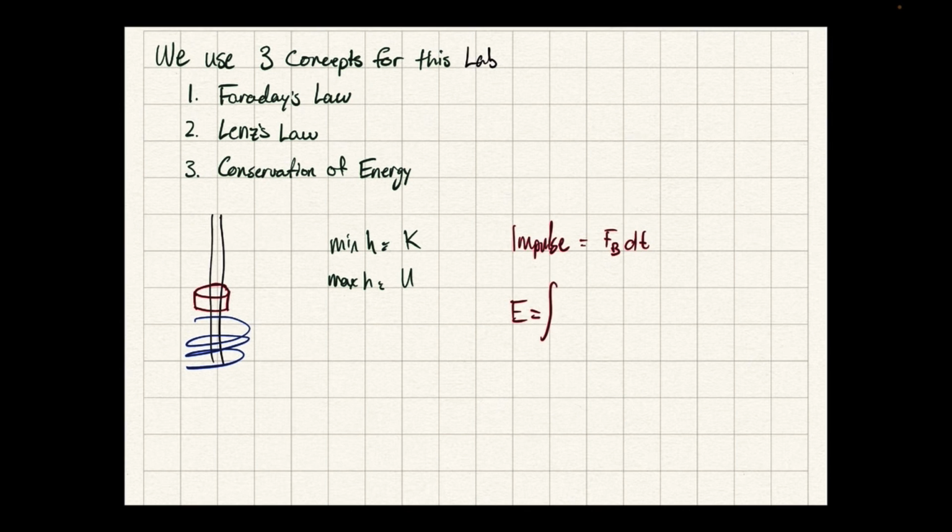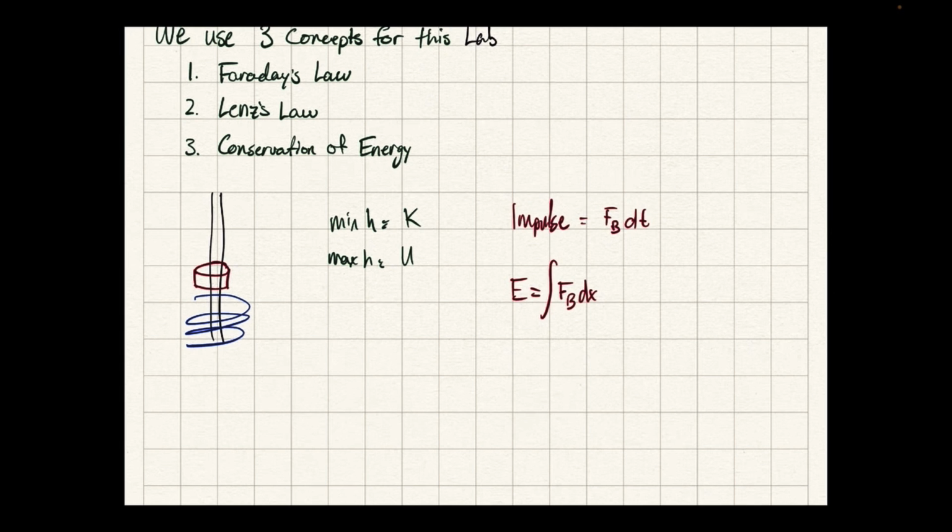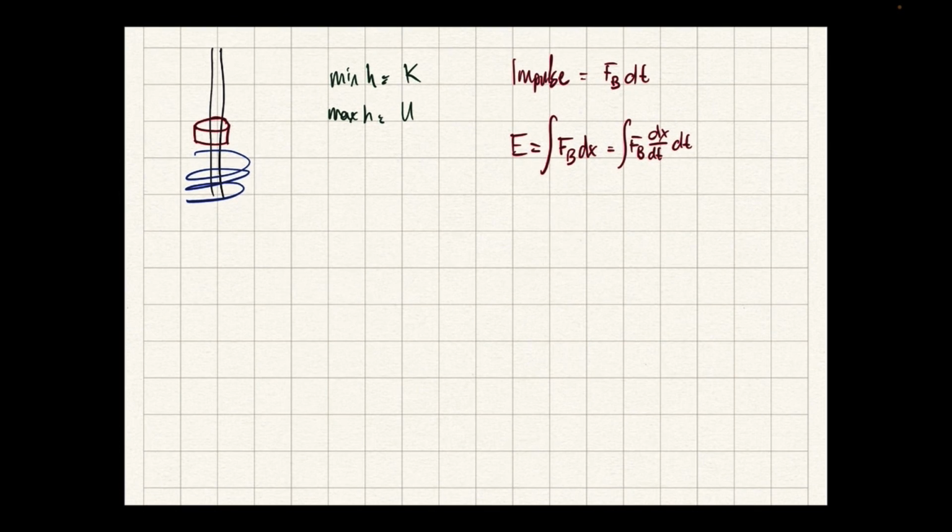Well, energy is equal to the integral of force times the change in distance, and that force is still magnetic force. But we don't see time yet. So if we want to include time, we can write our equation like this. And we know that dx over dt, change in distance over change in time, is equal to the velocity. And here's our relationship. But we still don't have a relationship between energy and voltage.